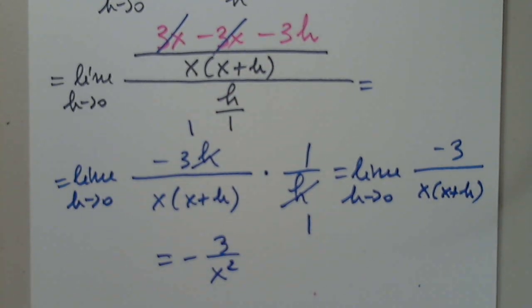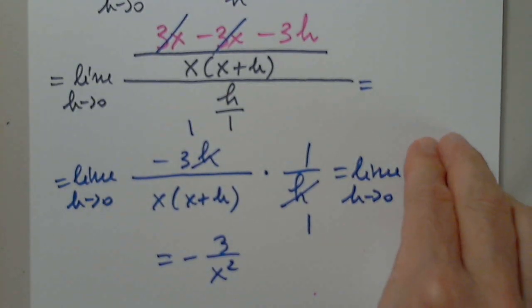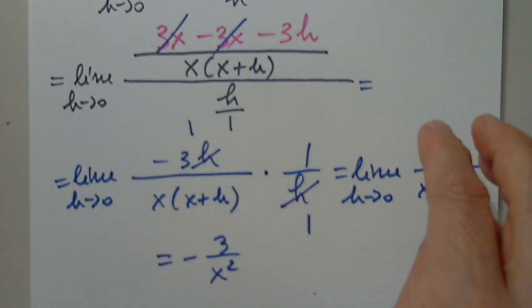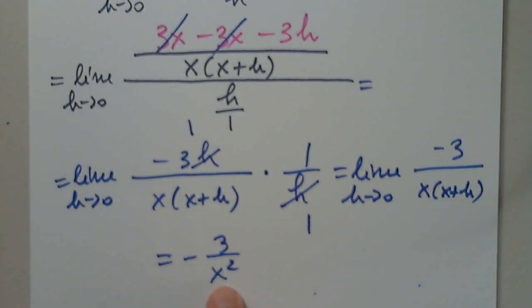So in order to, yes, go ahead. You get rid of the h and then you just do x times x, and that's your answer. I find the limit. I apply the limit. The limit says, what is the target of this when h approaches 0? The target of this is -3 over x squared when h approaches 0. Right, okay, thank you.